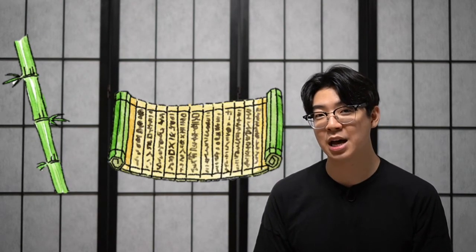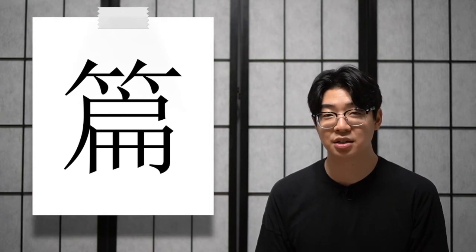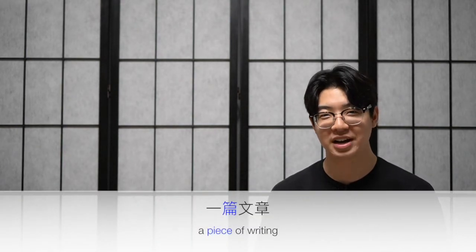Here's the last character. Do you remember what this character means? From here, let's add a character that means bamboo. As mentioned before, a book used to be written on slabs of bamboo wood that were tied together. This character means book. It is also used to count the number of written works, like a piece, chapter, or volume. Like in this phrase, can you find the character? This phrase means a piece of writing.